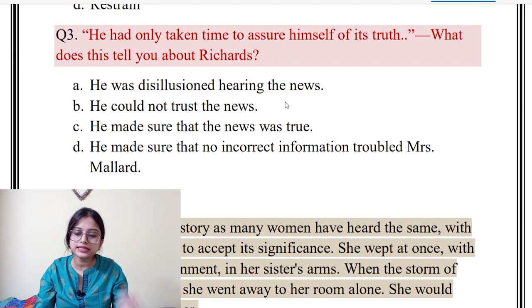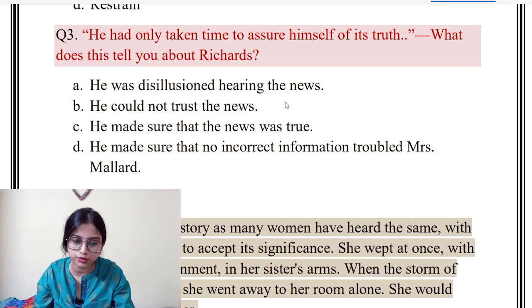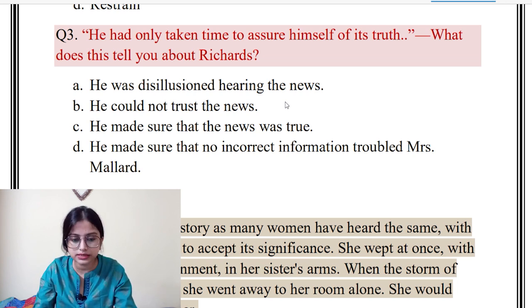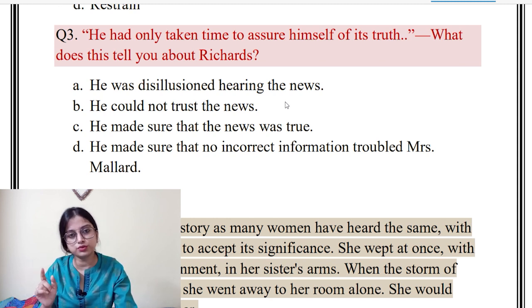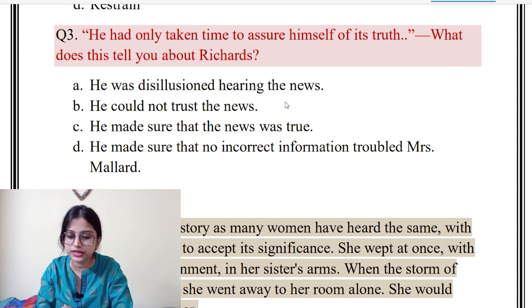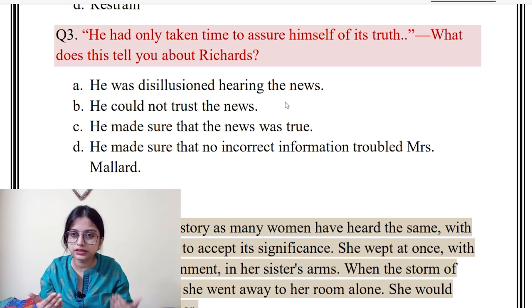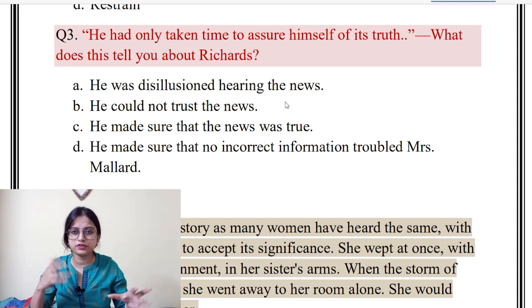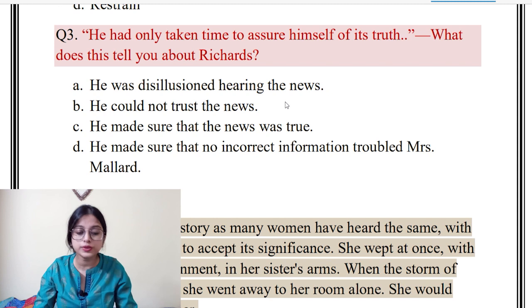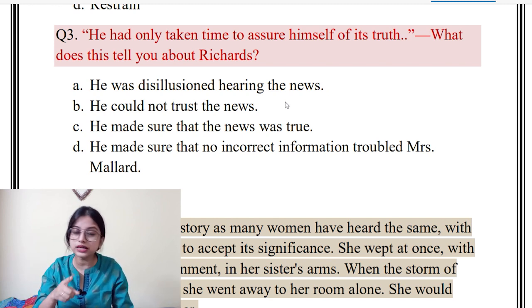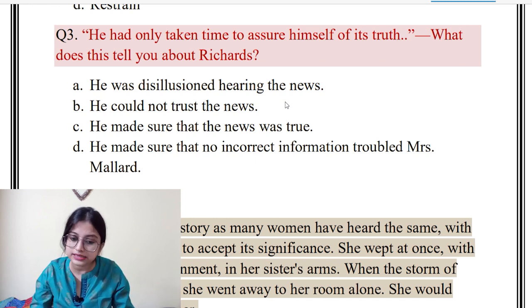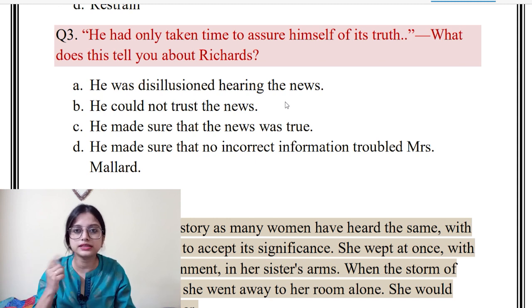He has only taken time to assure himself of its truth. What does this tell you about Richards? He has only taken time to assure himself of its truth. He waited, isn't it? Richards waited to assure whether this news is true or just something which has come up, which is just a rumor. So he has to make sure of that. Now, what does this tell you about Richards? It is not asking what is the meaning of this line. It is asking what does this tell you about Richards as a human being.